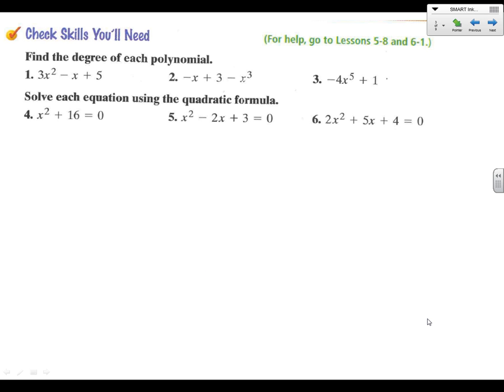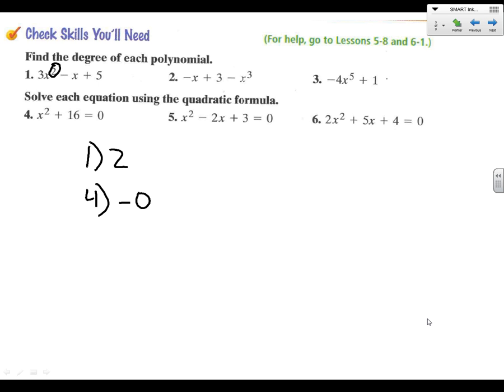Find the degree. Number one, the degree on number one is find the biggest power. The degree is 2. And then number 4, you can do 2 and 3. For number 4, let's use the quadratic here.